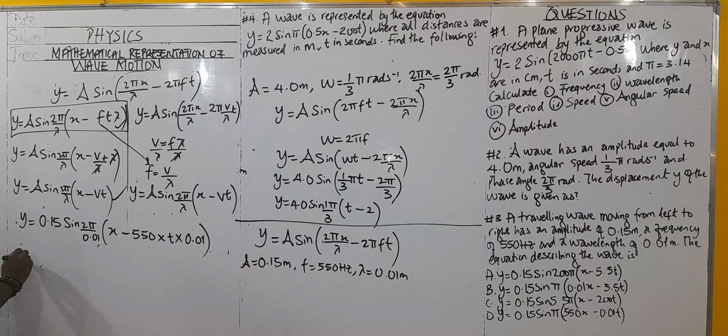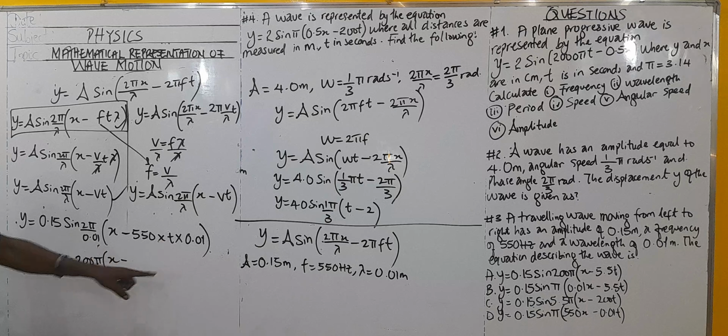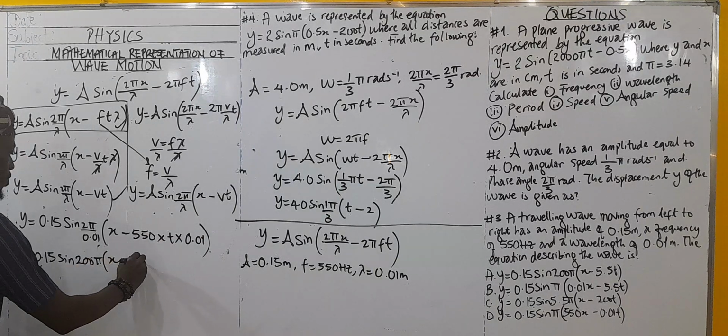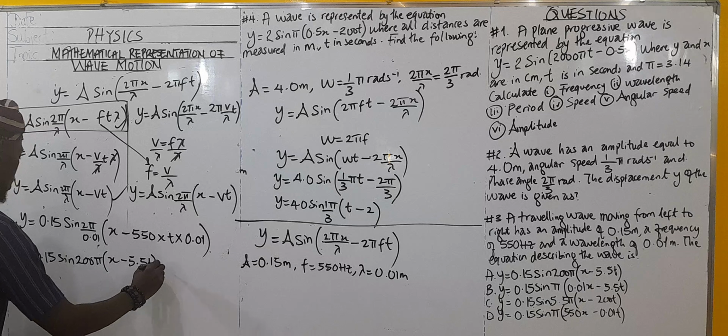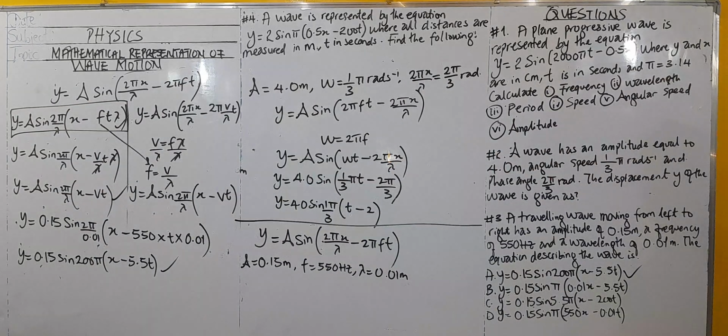So what I'm going to have is 0.15 sine 2 divided by 0.01 is 200 pi x minus this times this, 1, 2, 1, 2. So it will be 5.5 t. The correct answer is this.